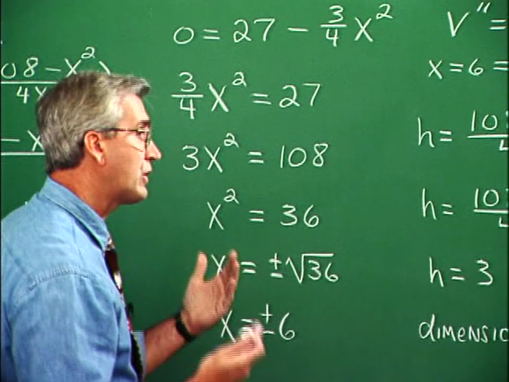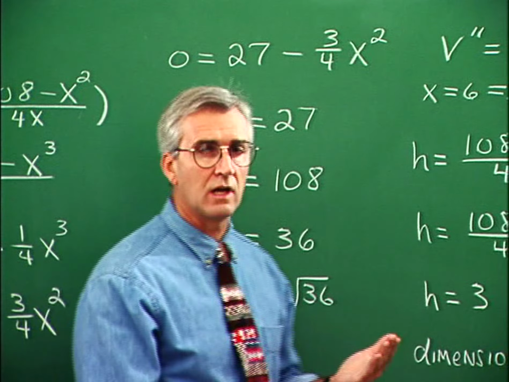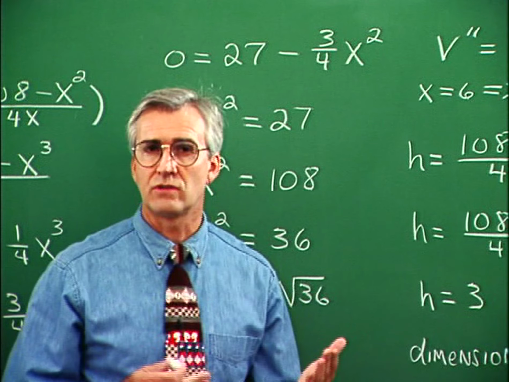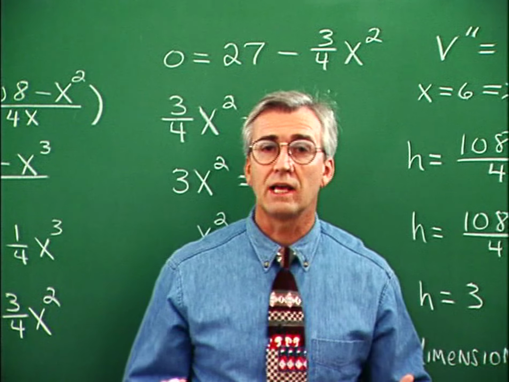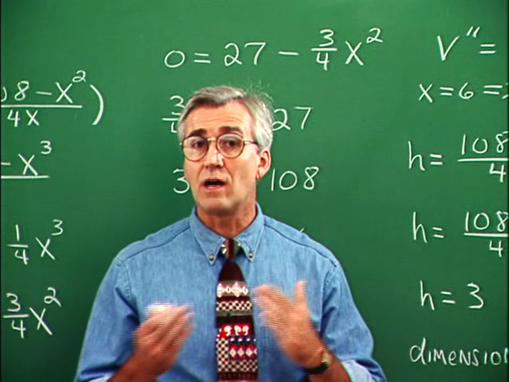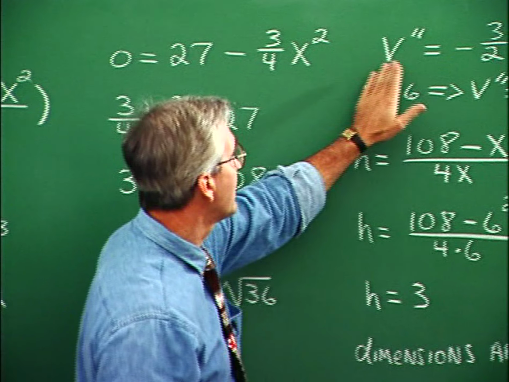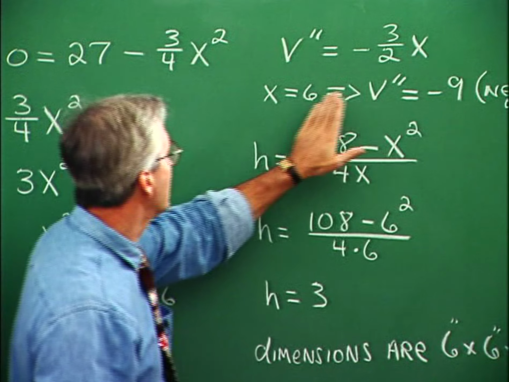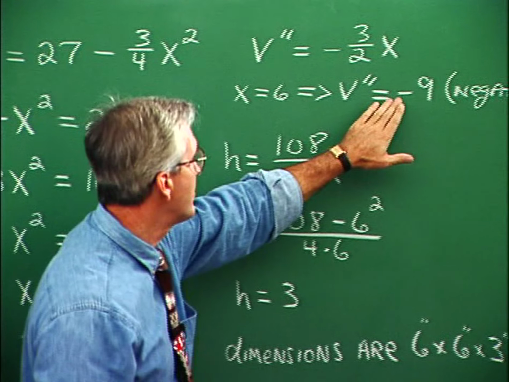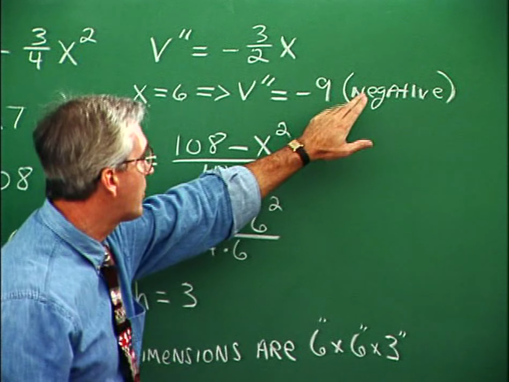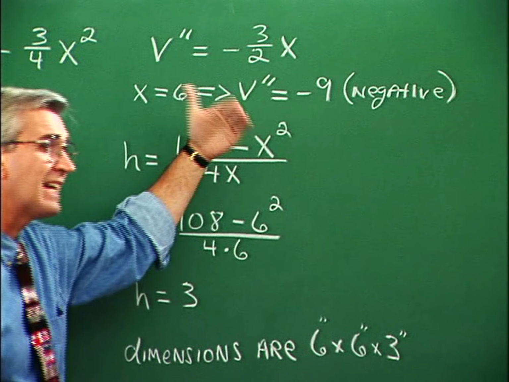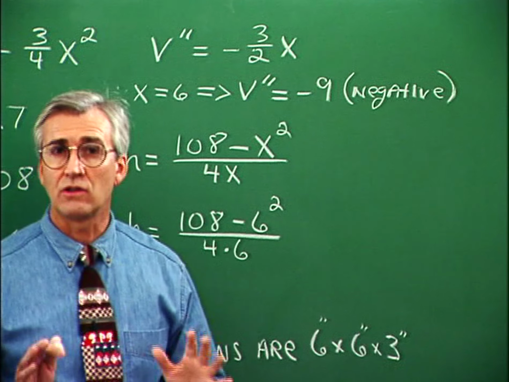We might want to, at least in some problems, verify that 6 is indeed a maximum. We can do that pretty easily, can't we? We can take V double prime. You see, take the second derivative of V, and in doing that, we would get this. And when x is 6, V double prime is negative 9. So V double prime is negative, and that makes 6 a maximum value, you see.